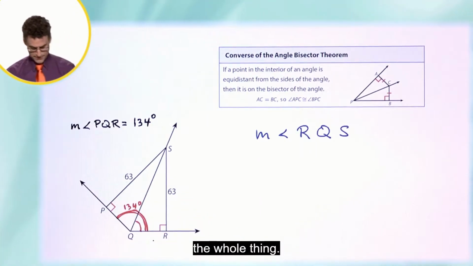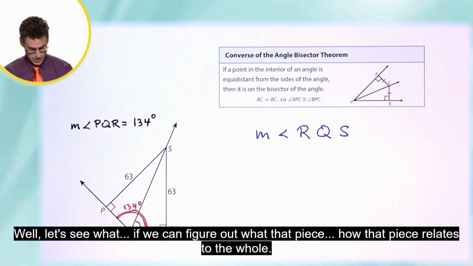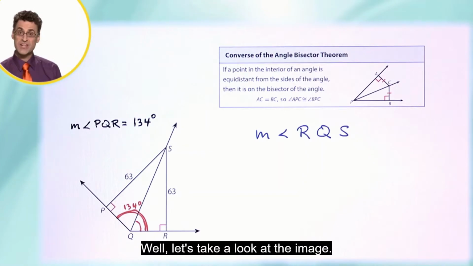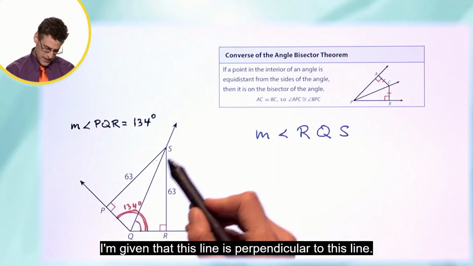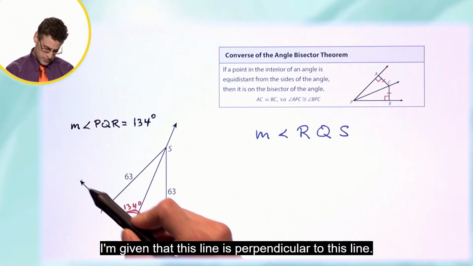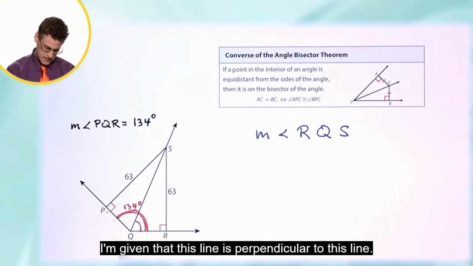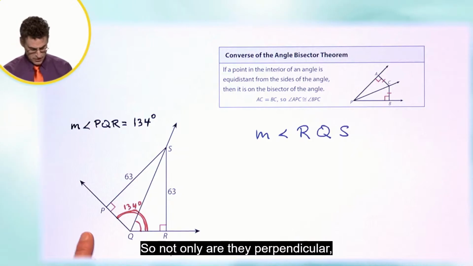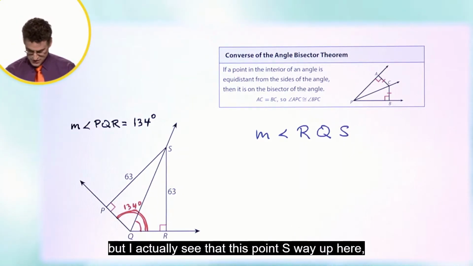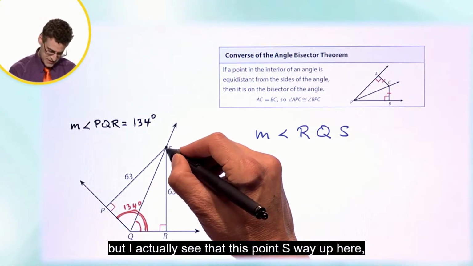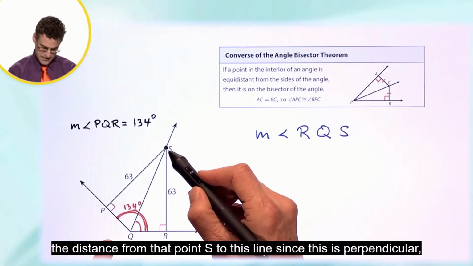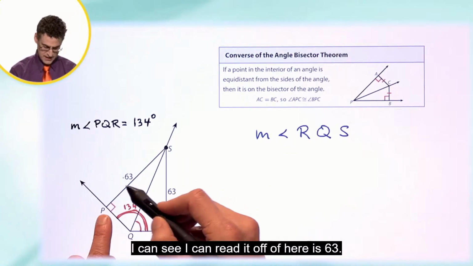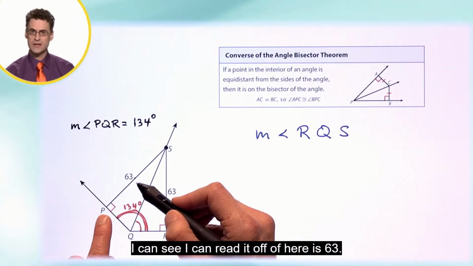The whole thing. I want to find this little piece of it. Well, let's see if we can figure out how that piece relates to the whole. Well, let's take a look at the image. I'm given that this line is perpendicular to this line, and I'm given this line is perpendicular to this line. So not only are they perpendicular, but I actually see that this point S, way up here, the distance from that point S to this line, since this is perpendicular, I can read it off of here, is 63.